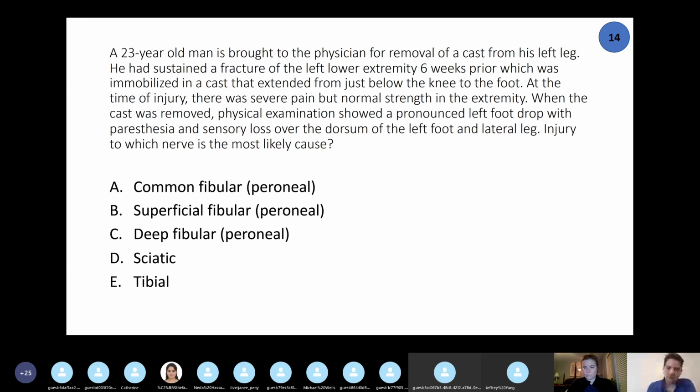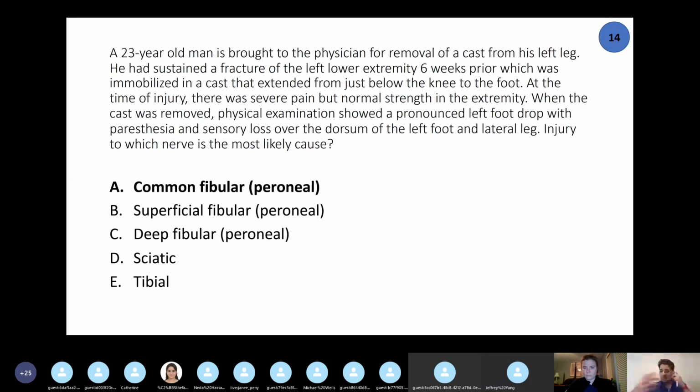All right, this one's a little tricky. You have to read into it, okay? Now, there's a split here. Common fibular, which gives branches to the deep fibular and superficial fibular. So before we do this, we're talking about foot drop. What if you have a wrist drop? What nerve is injured? The radial nerve. Yeah, wrist drop, right?